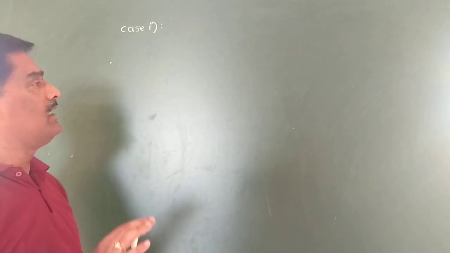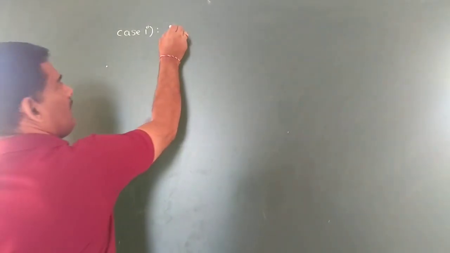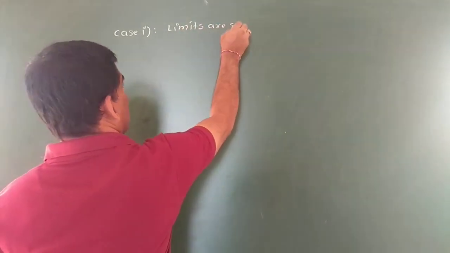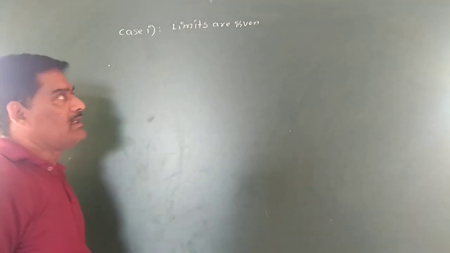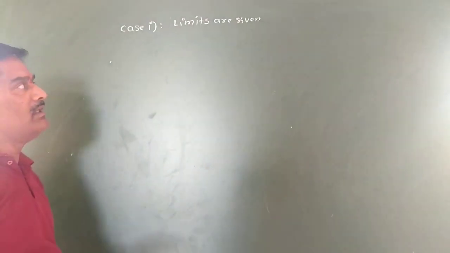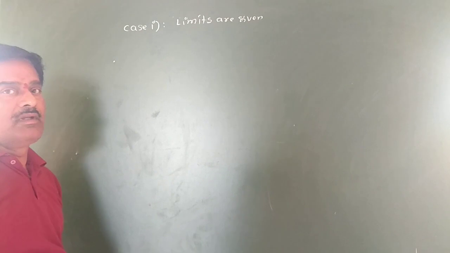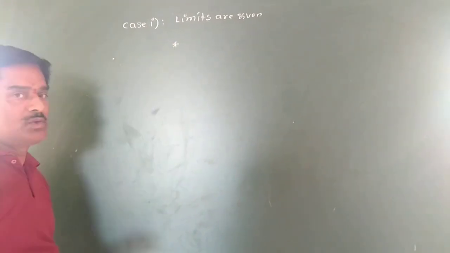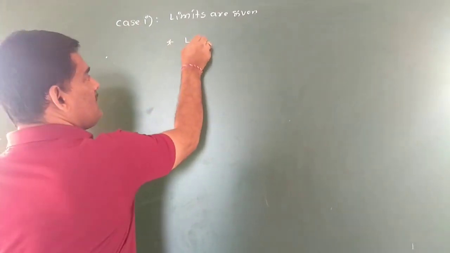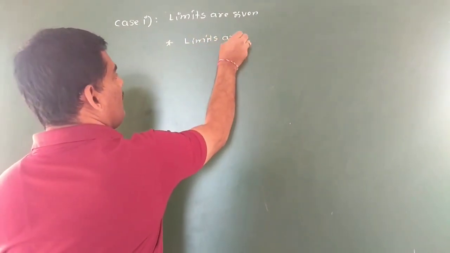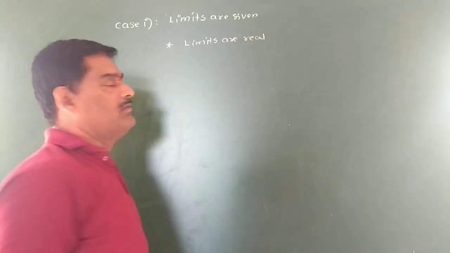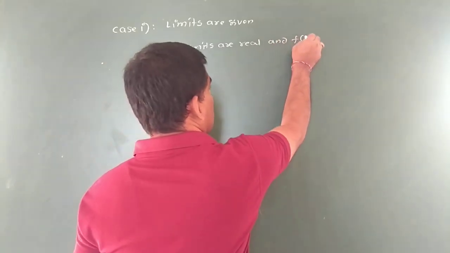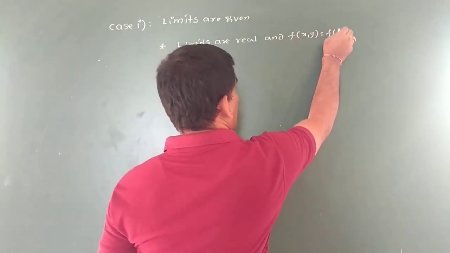Now let us start with case number 1. In case number 1, I am supposing that limits are given. When the limits are given, we need to calculate the double integration corresponding to the given function. In order to identify that, again it is divided into certain categories. The first one is, suppose the limits are real numbers and f of x comma y is equal to f of y comma x.